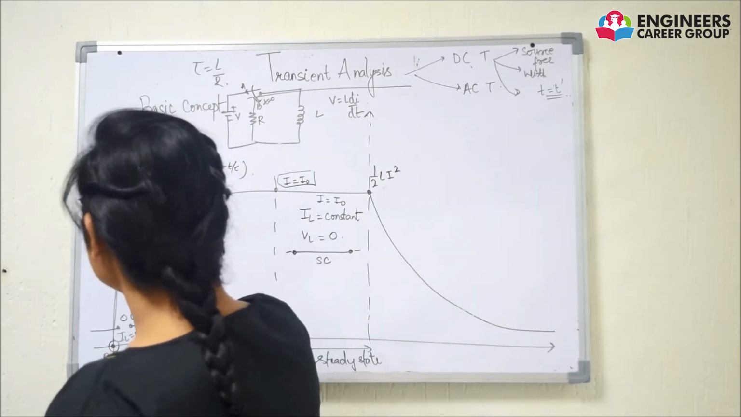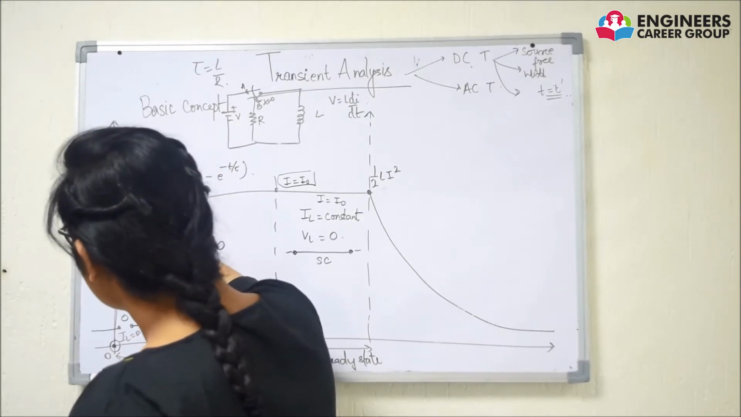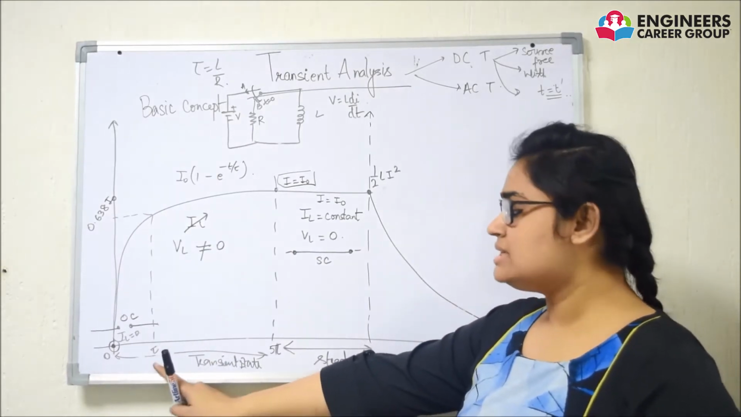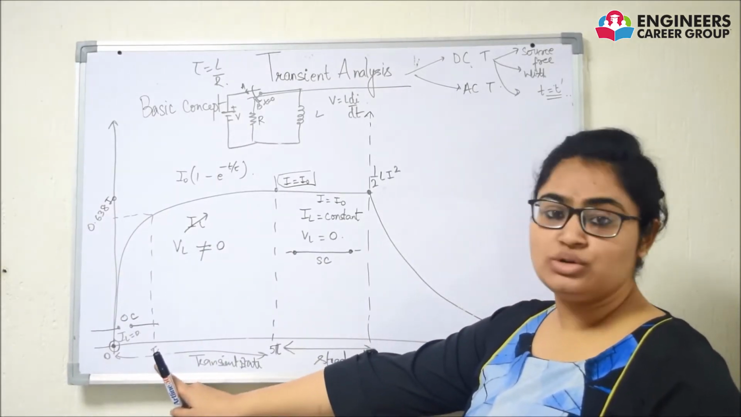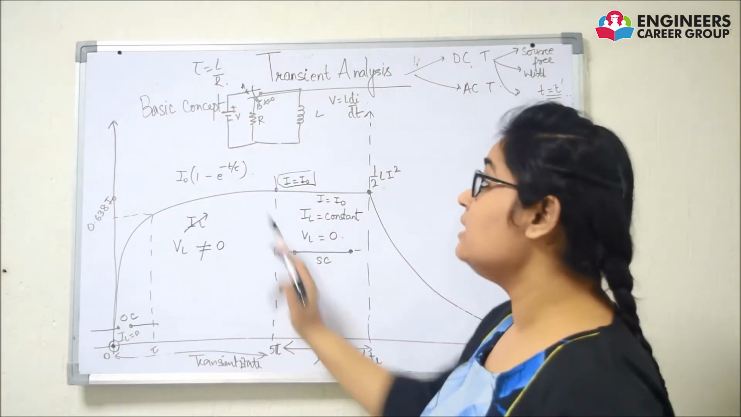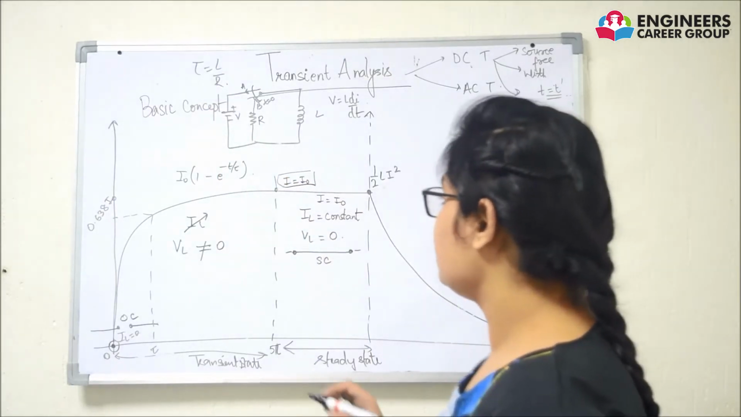At t is equal to tau, inductor will achieve its value 0.632 of I naught, that is the maximum value. This t is equal to tau is my time constant, and here L by R means that poles of this circuit are lying at s is equal to minus R by L.